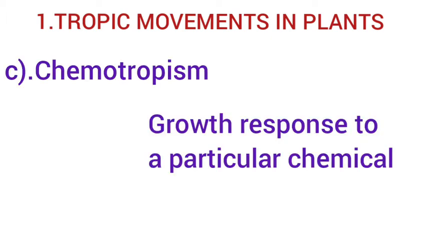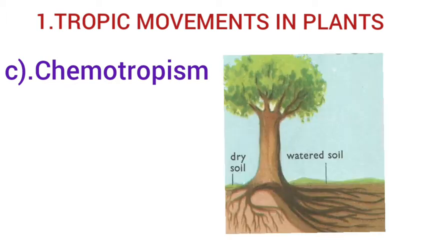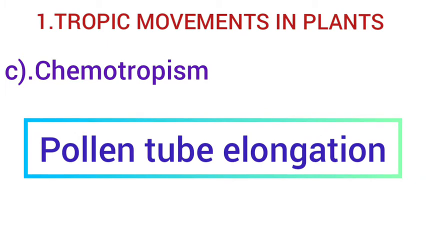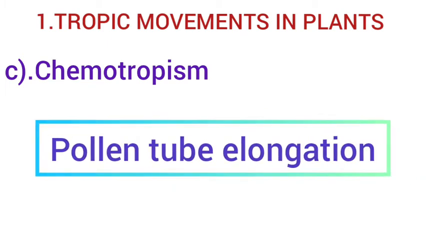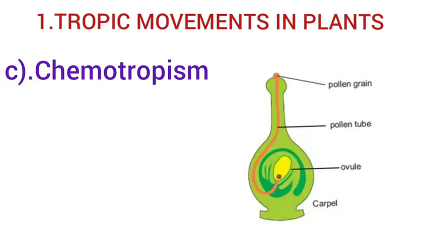Chemotropism is the growth response of a plant to a particular chemical. Roots grow towards useful minerals in the soil but away from harmful ones. Another example of chemotropism is seen in plant fertilization and pollen tube elongation in angiosperms.